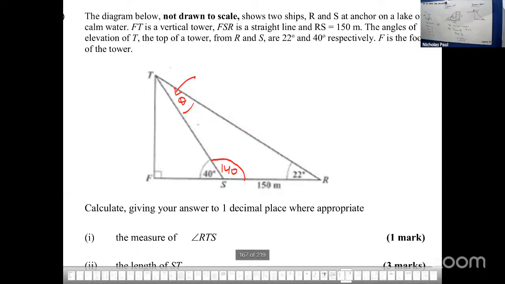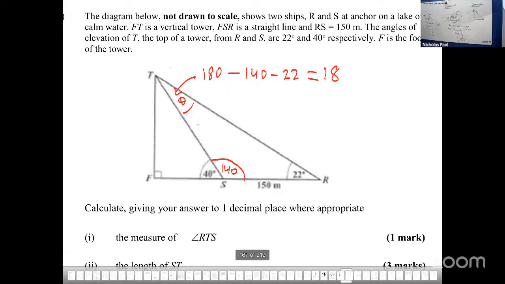You already have the 140 and 22. How much? You got 180 minus 140 minus 22, and you said it's 18. Are you okay with that? Yes, sir? Yeah? No? Right, next part.